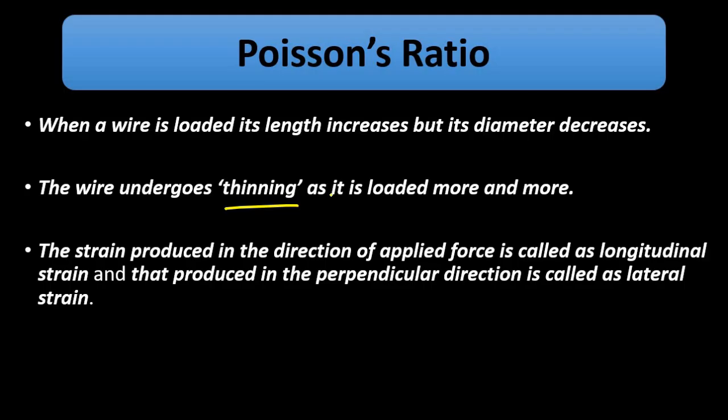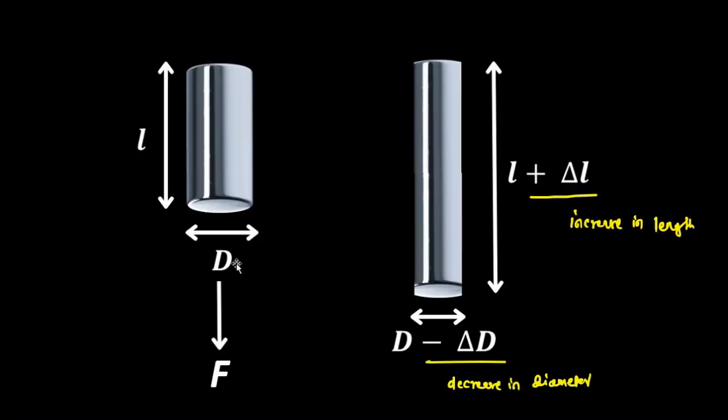Okay, so here two types of strain will come into play, two types of dimensional changes. One is the strain produced in the direction of the applied force, that is the change in length, the increase in length, which is longitudinal strain. This is in the direction of the applied force. The length change is happening in the direction of the applied force. Same direction.